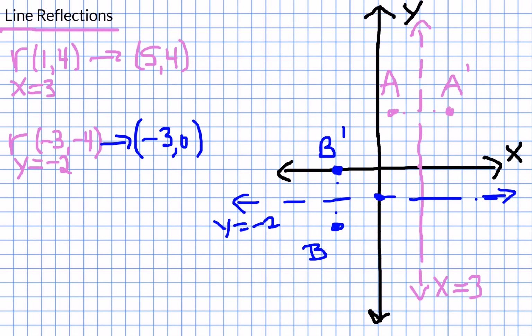There you have it. To reflect points in lines other than the axes, you need to graph the line of reflection and then physically move the point over the line to get your reflection. Let's go to the next page.